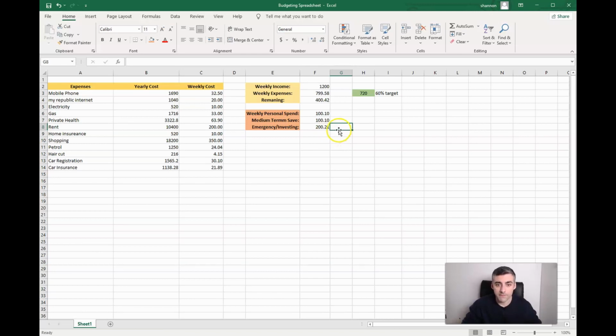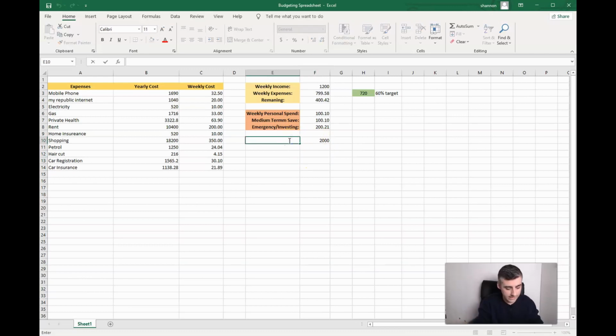So if the dog gets sick, or if you have a toothache and you have to go to the dentist and you don't have private health insurance, this is where the emergency fund would come from. Now, at the bare minimum, we want everyone to have at least a $2,000 emergency fund.